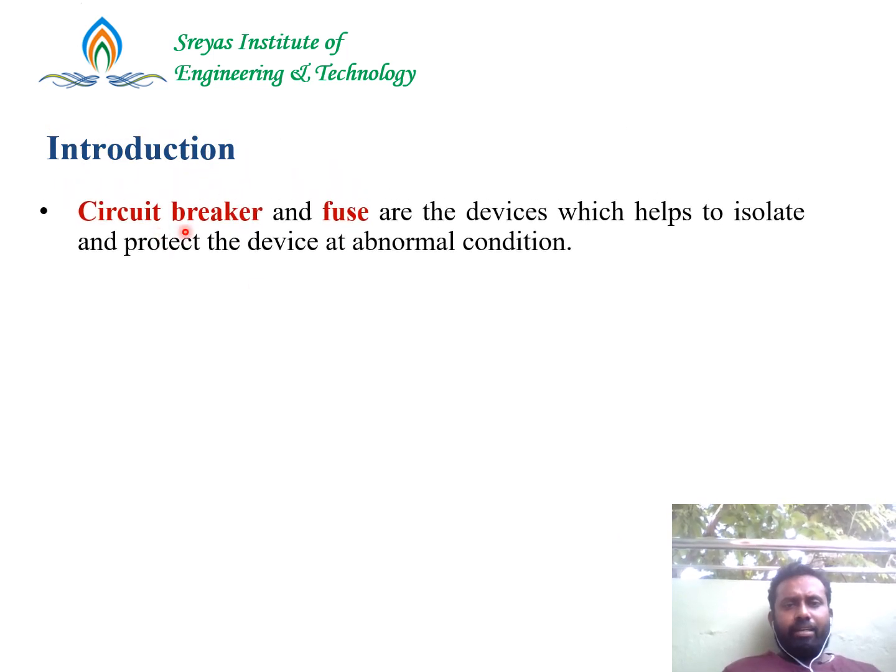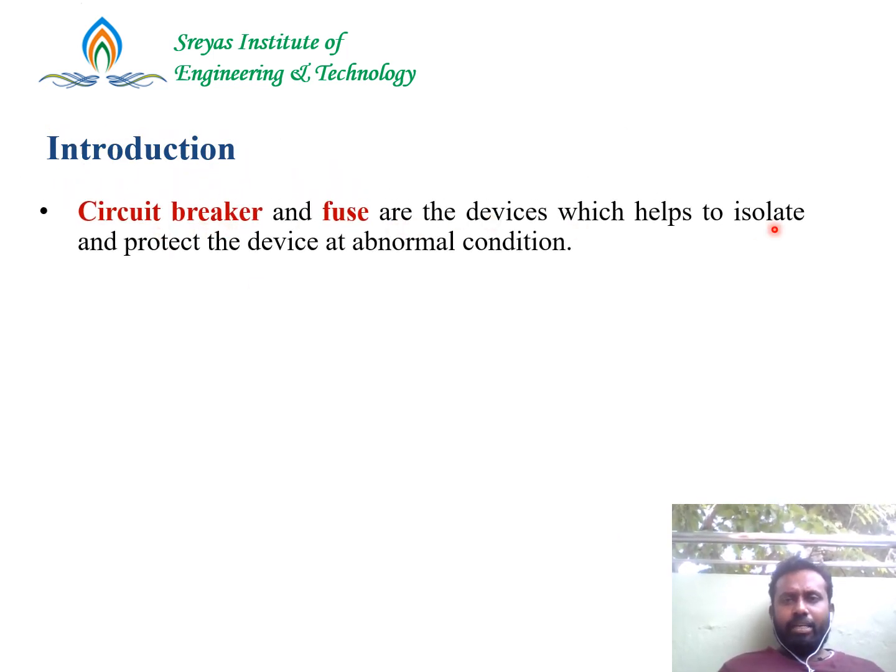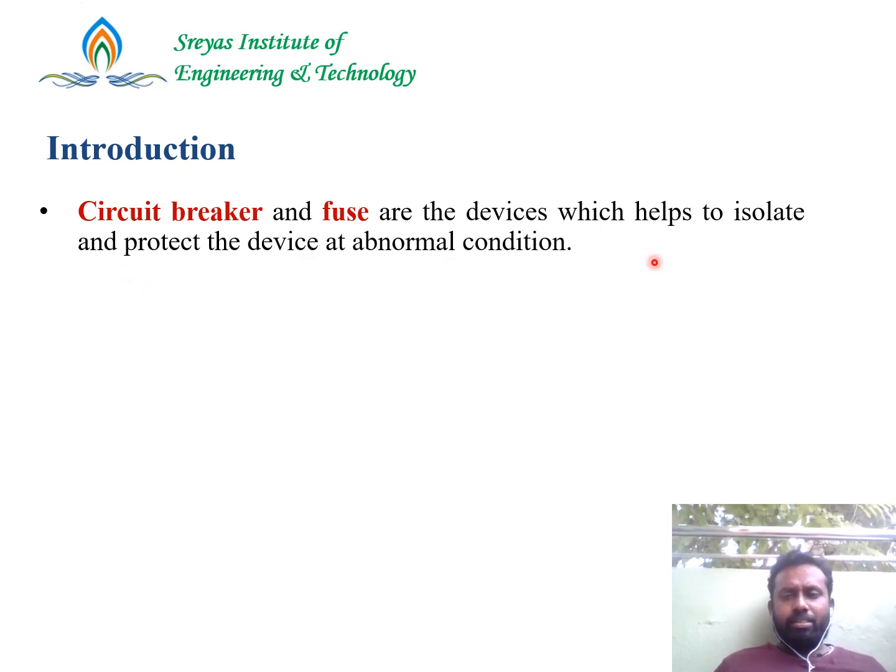What is a circuit breaker? Circuit breaker and a fuse are the devices which help to isolate and protect the device at abnormal conditions. Whenever the device is in abnormal condition, a circuit breaker or a fuse is used to isolate that particular device and protect it from the abnormal conditions. As we are seeing the effect of corona, we are isolating the people and saving them. In the same way, the equipments are isolated in order to overcome these abnormal conditions and to avoid getting affected by the other abnormal conditions occurring in the system.